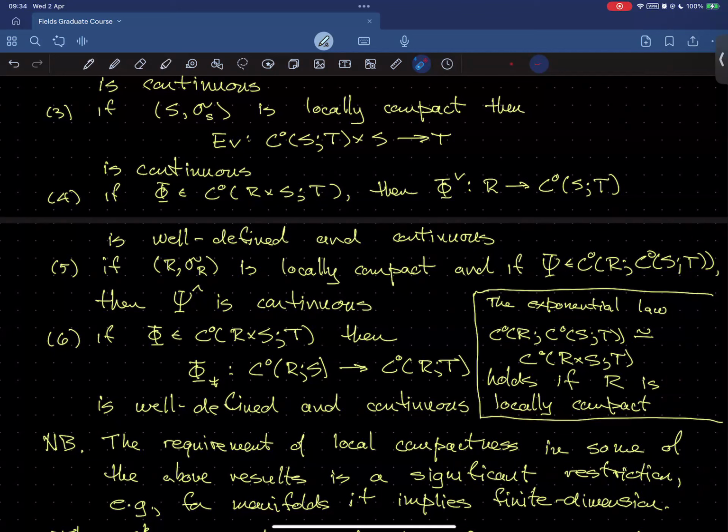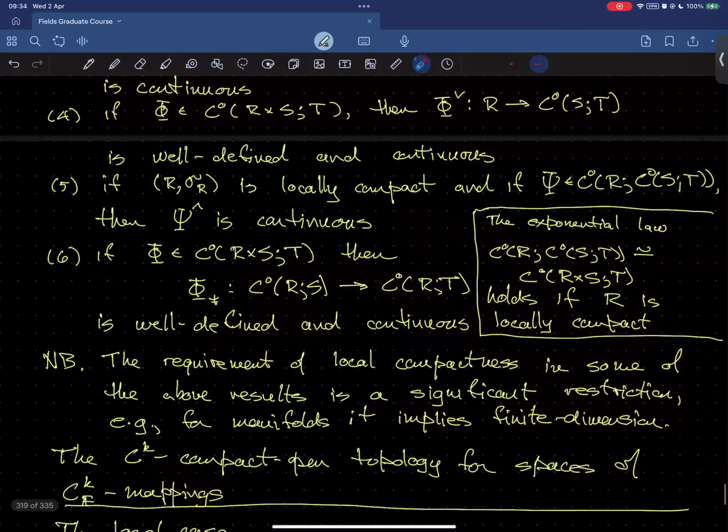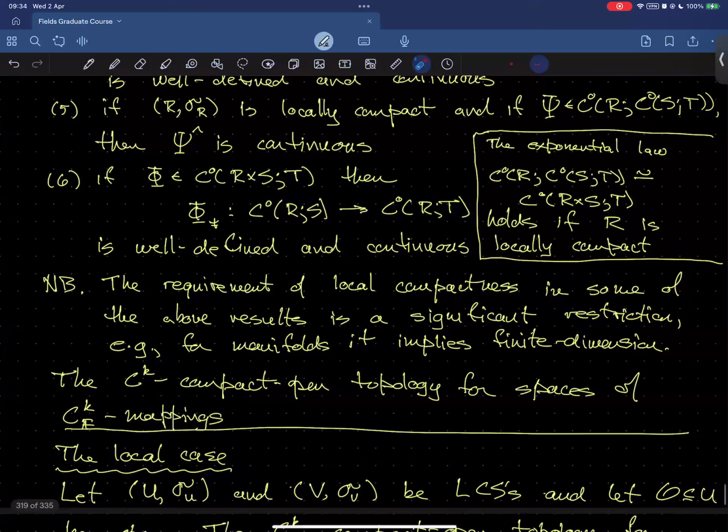All right, so sometimes a bunch of spaces and mappings which satisfy this exponential law, sometimes this is called a Cartesian closed category. And Cartesian closed categories have many nice properties, and sometimes you want to make hypotheses that the category that you're working with is Cartesian closed. But what we see here is, for us, that requires local compactness. Okay, so what are the implications of local compactness for us?